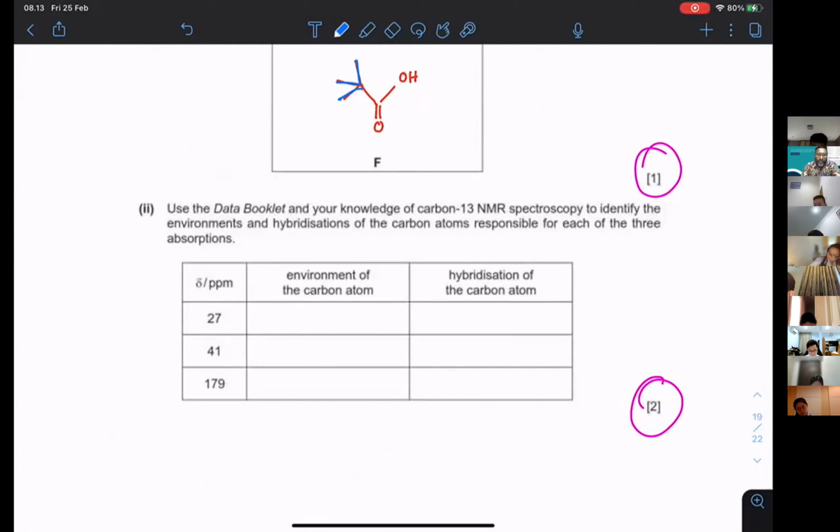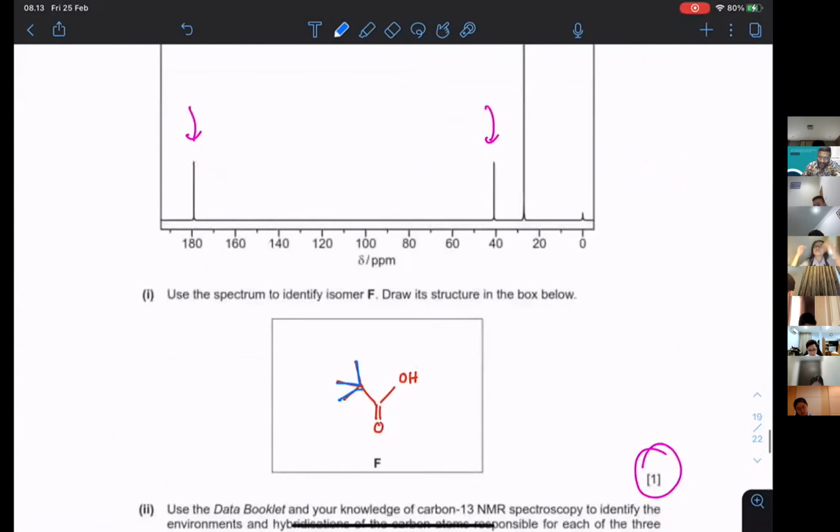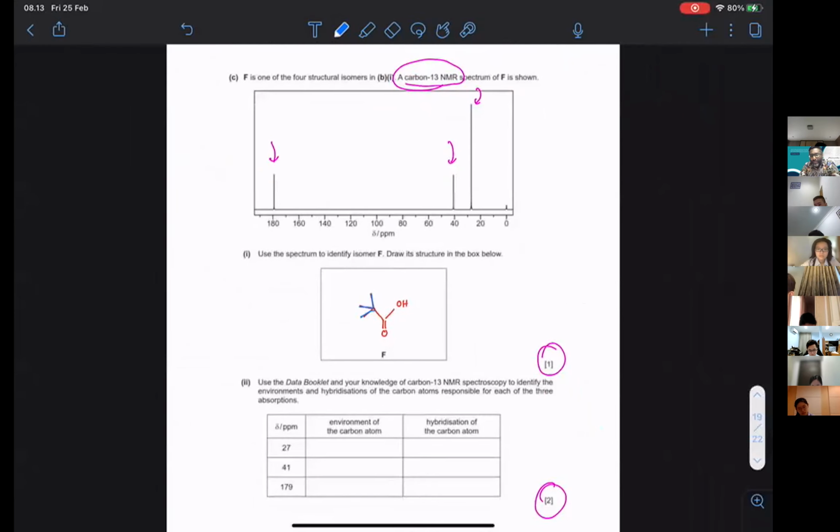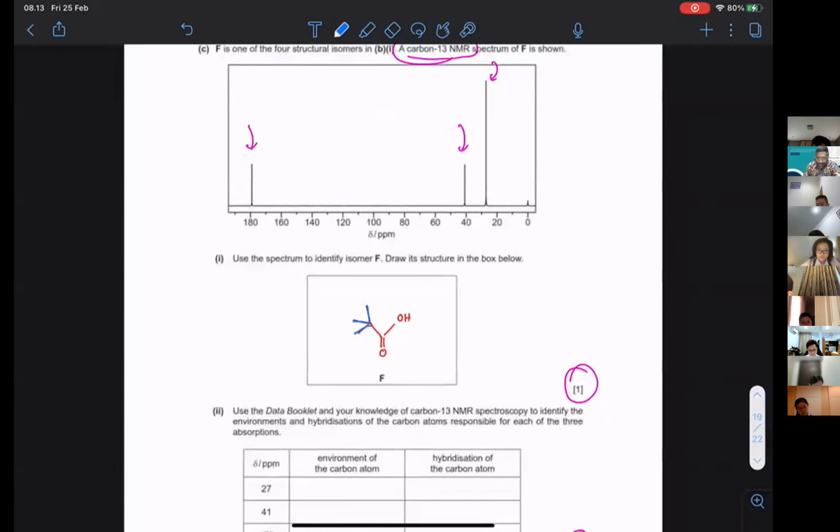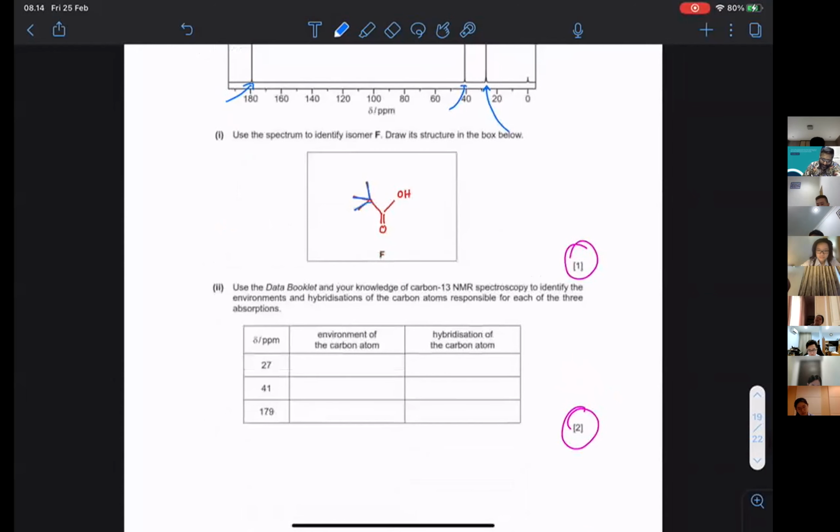Once you know that, the next part: use the data booklet and your knowledge of carbon-13 NMR to identify the environment and hybridization of the carbon atoms responsible for each of the 3 absorptions. Let's look at the absorptions. The height of the absorption is not going to tell us anything, and in carbon-13 NMR there is no splitting. So everything is based on the chemical shift value. They give you the values 27, 41, and 179.